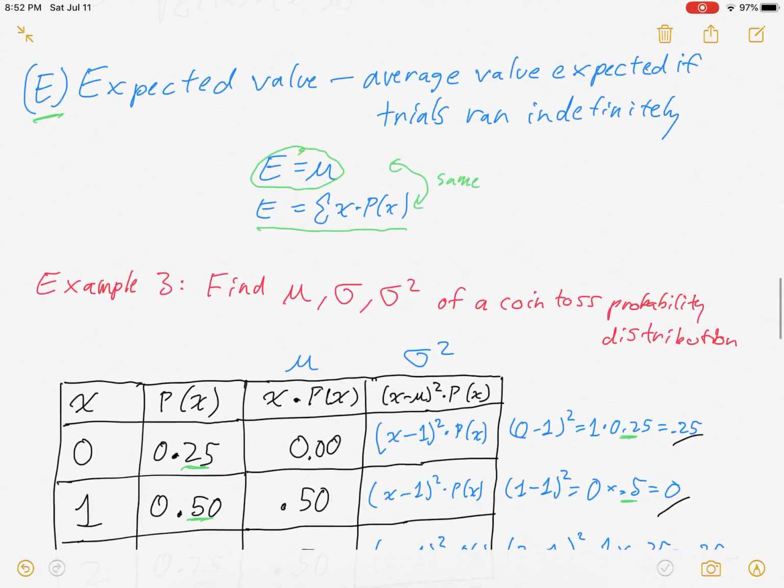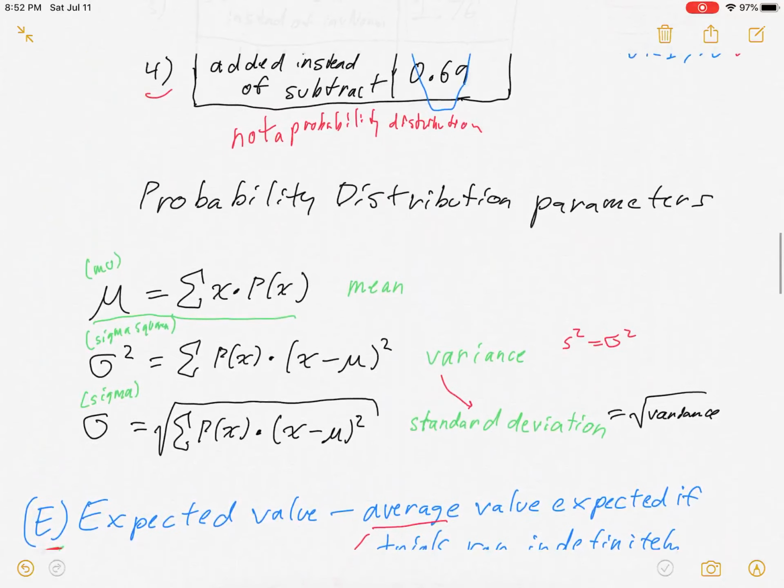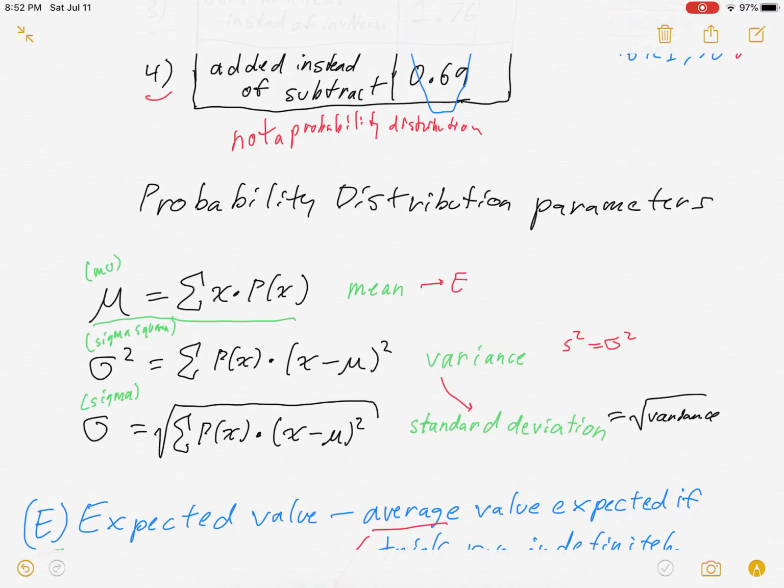Okay, and let's go over the expected value. Expected value, which is denoted by the letter E, is the average value expected if trials run indefinitely. So you have a test, and the test goes on indefinitely. The average value, which is the mean, which is mu. So the average value is the expected value. In formula form, that would be the summation of x times p of x, the probability. So expected value is the same thing as mu, the same thing as E.